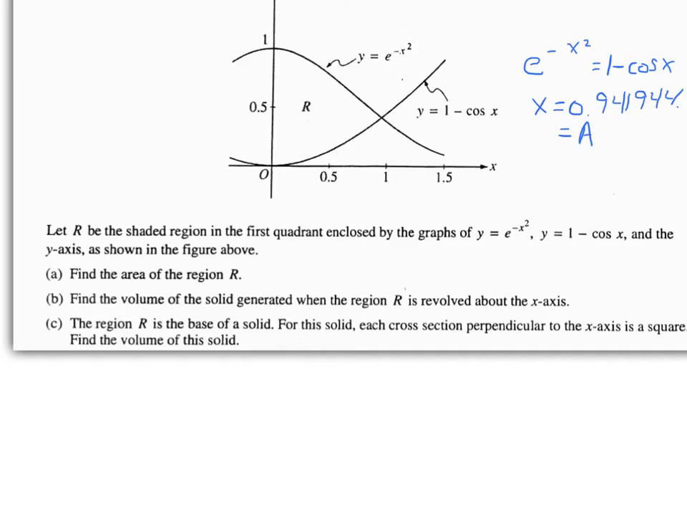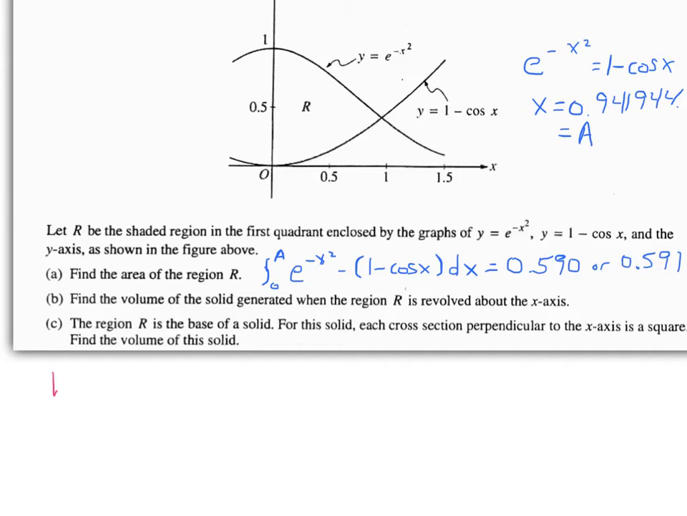So for part A, we've got this integral. We're going from 0 to A, and for the area, we use this distance here. So that would be e to the negative x squared minus 1 minus cos x. And we put all of that in our calculator. This is the only thing that we have to write. And you're going to get 0.590 or 0.591. Either one of those answers would be correct.